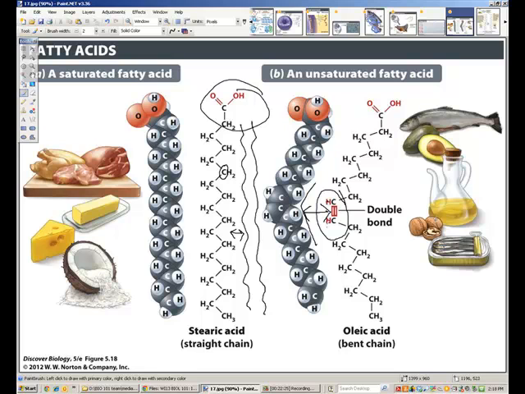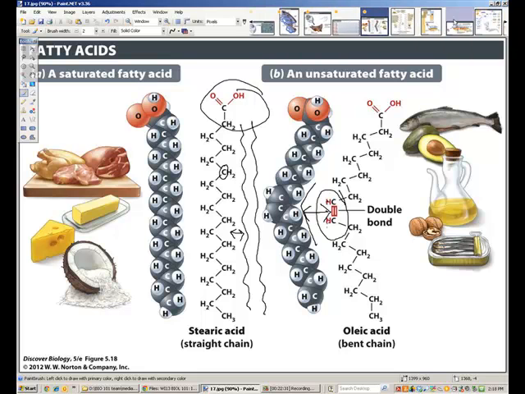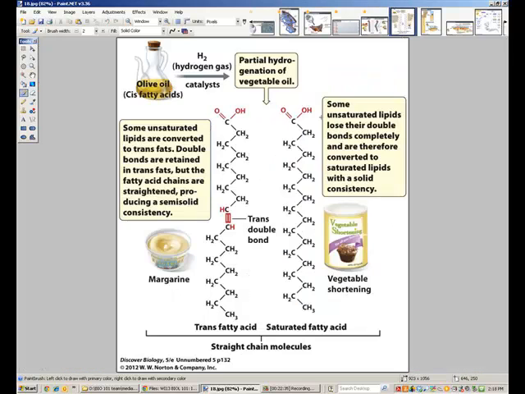So we'll talk later about how this relates to diet, but this is just a foundation for you to understand what is saturated versus unsaturated. We will talk about hydrogenated oils. These are partially hydrogenated oils, and I'm going to save that for later.